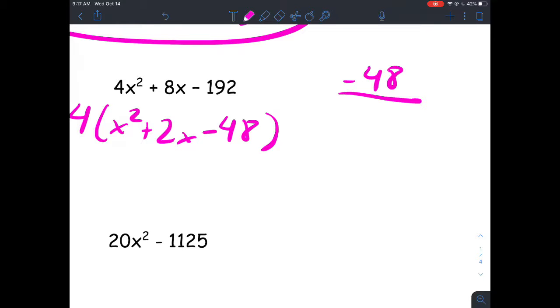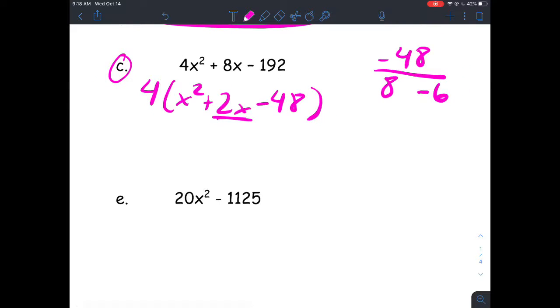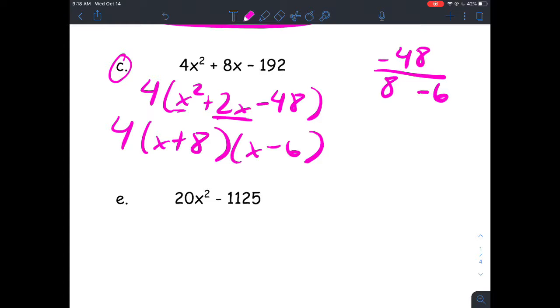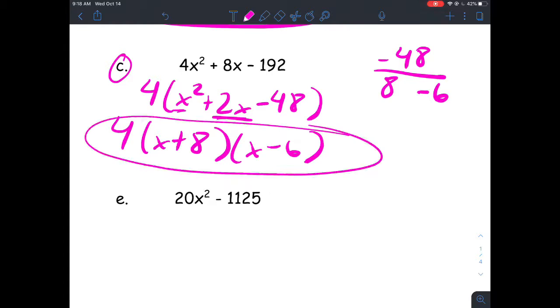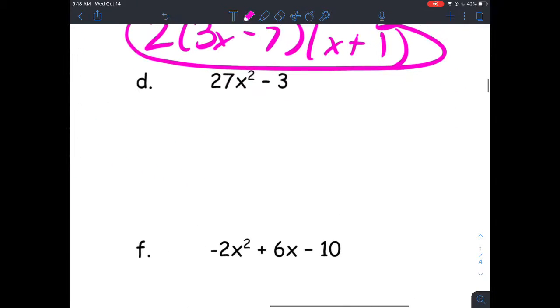There's no leading coefficient, so we're just trying to get a negative 48. So I would say a good bet here would be positive 8 and negative 6, because that's going to add to give us our positive 2 in the middle. So we're just going to do 4 times x plus 8, x minus 6. We don't have to take out a greatest common factor because there was no leading coefficient on that trinomial. So we're good there. All right, try this one out.